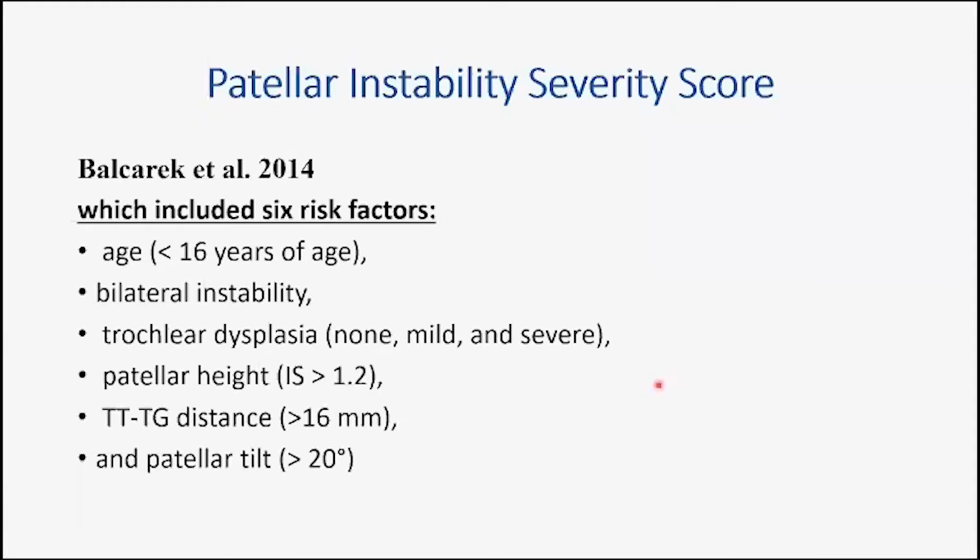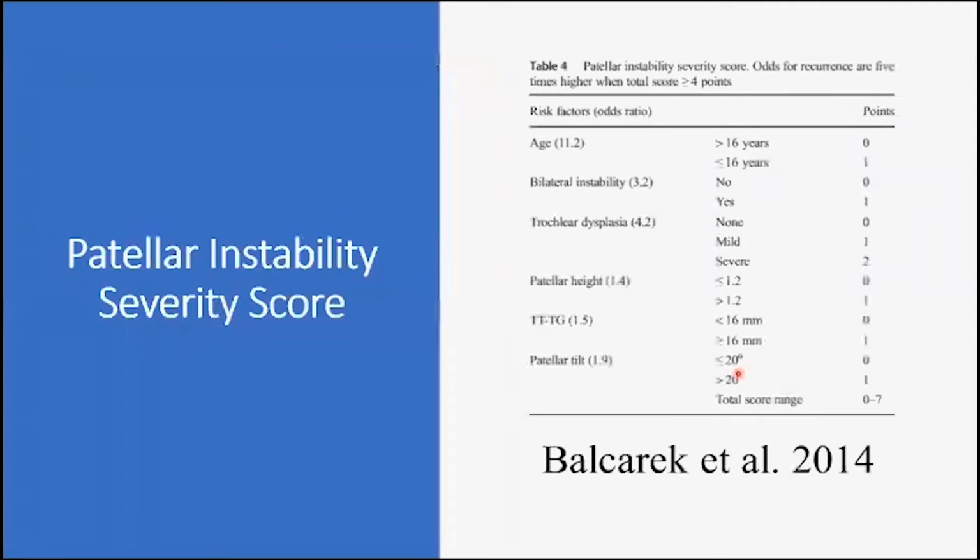The patellar instability severity score was described by Balcarek in 2014, and it includes six risk factors: age, history of contralateral dislocation, trochlear dysplasia, patellar height, lateralization of the tibial tuberosity, and patellar tilt. He gives 1 point for each one except trochlear dysplasia, which gets 2 points. If the patient scores more than 4 points, they are considered to have a 5 times higher rate of recurrence.